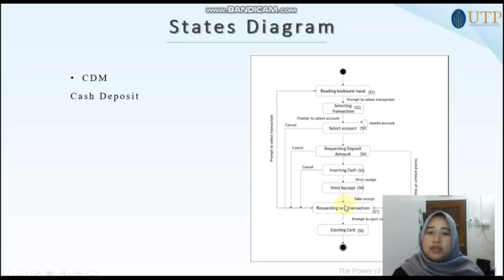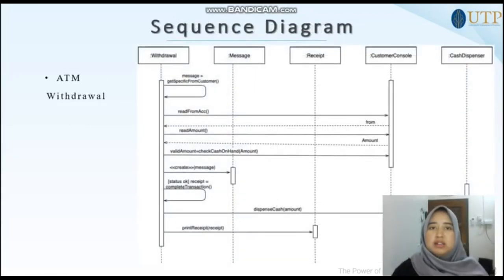The system will ask the user if they want to perform another transaction. If the user doesn't want to perform another transaction, the card will be ejected and the session will be terminated. Next, the sequence diagram for ATM withdrawal.